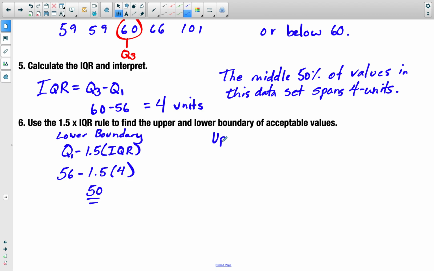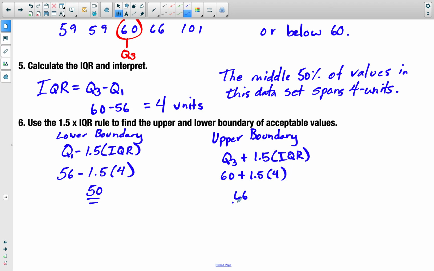Now our upper boundary of acceptable values is going to be quartile 3 plus 1.5 times my IQR. Quartile 3 is 60 plus 1.5 times 4 again, and we're going to get 66. So any values from 50 to 66 inclusive, and everything in between, are not outliers. Anything below 50 and above 66 would be an outlier.